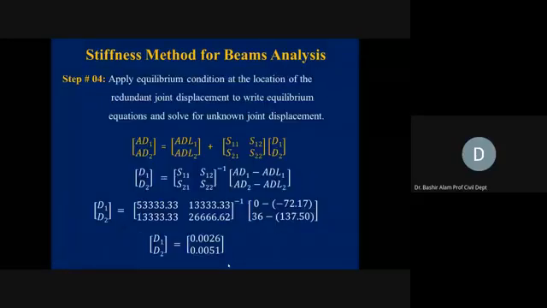We go to the next slide now. We are in a position to generate or find out the D1 and D2 values. So in the equilibrium equation, we put these values. EI is already accommodated in these values. So D1 is coming 0.0026, and D2 is coming 0.0051.